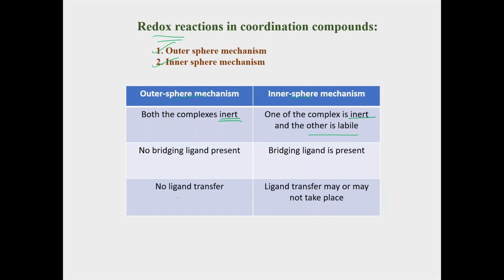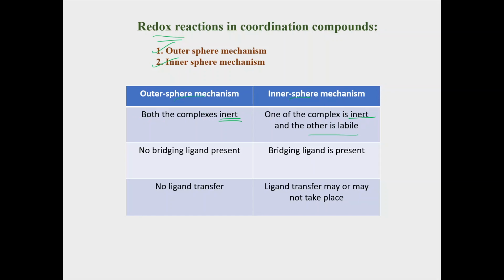In the outer sphere mechanism, we can't see any ligand transfer, whereas in the inner sphere mechanism, ligand transfer may or may not take place. But if we observe any ligand transfer, we can be sure that the redox reaction is going via the inner sphere mechanism. So if ligand transfer is involved, the reaction is definitely taking place by the inner sphere mechanism. Now, we mentioned that in one case both complexes are inert, and in the other one is inert and another is labile.